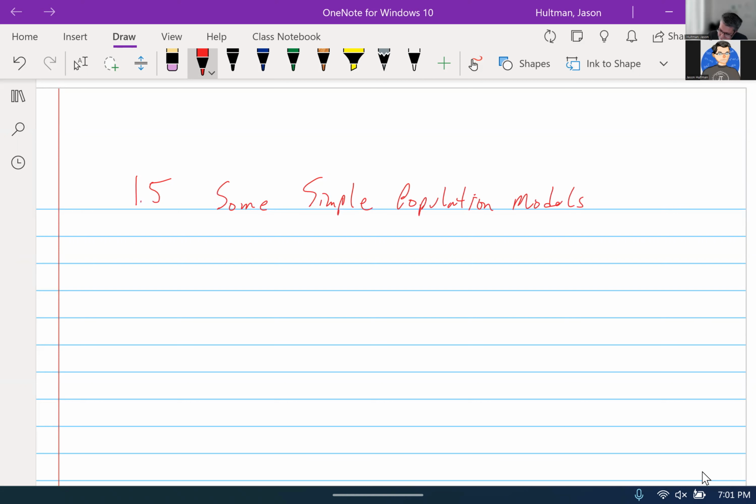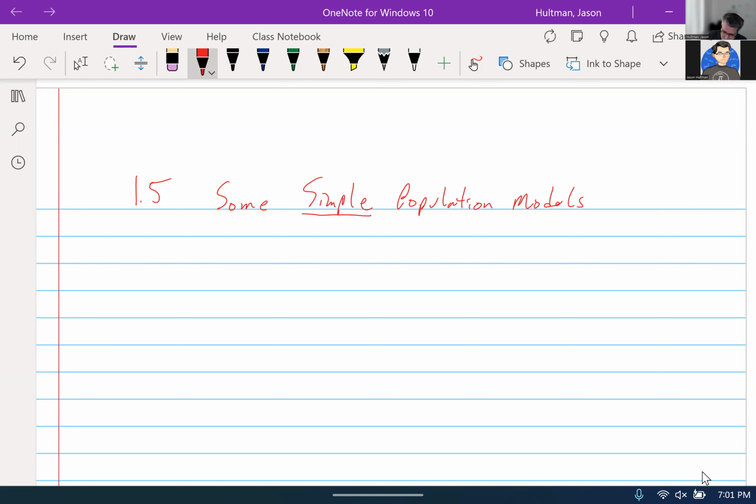I guess it's simple comparatively. Whenever you're dealing with differential equations, nothing is simple. But these are about as simplistic as one can get, I suppose.